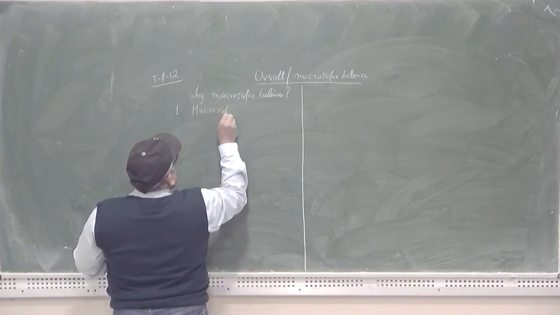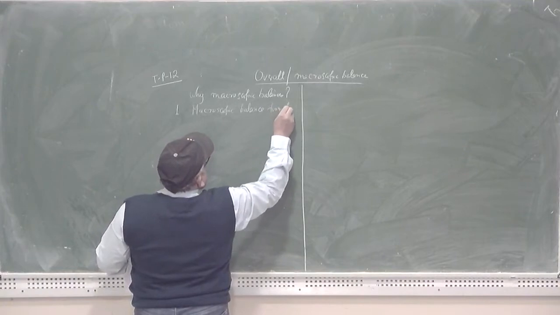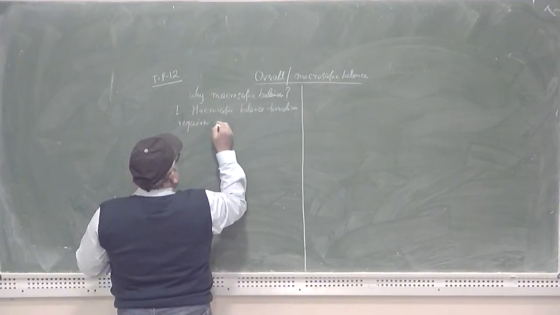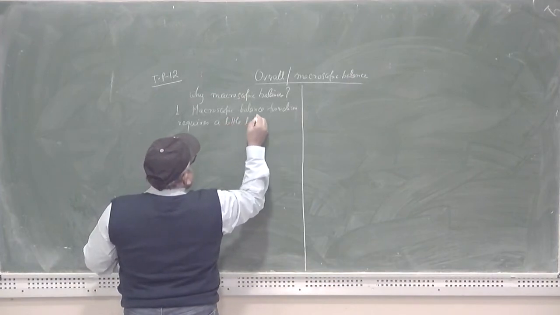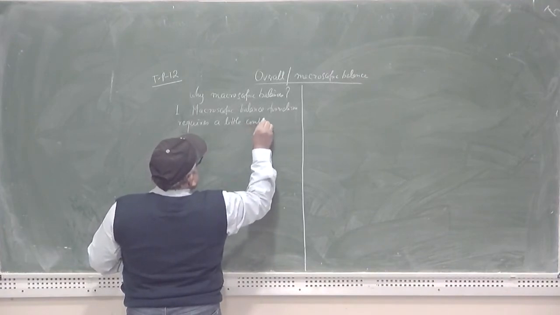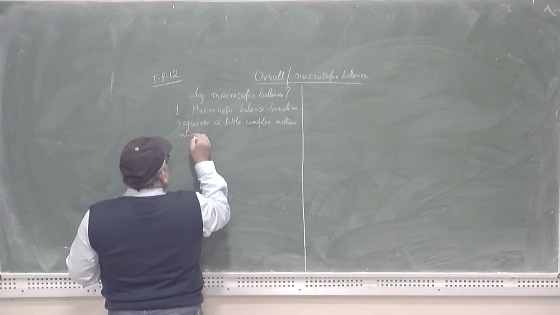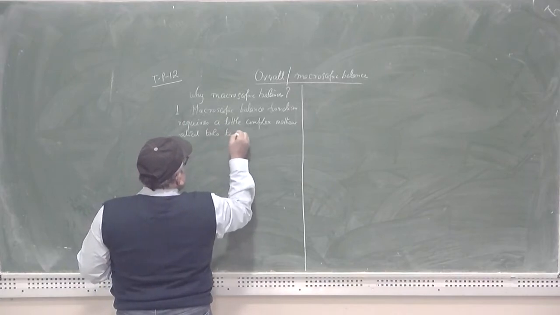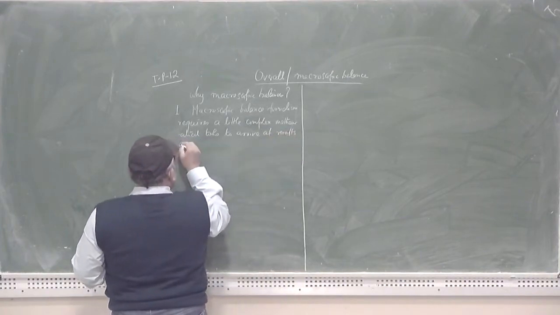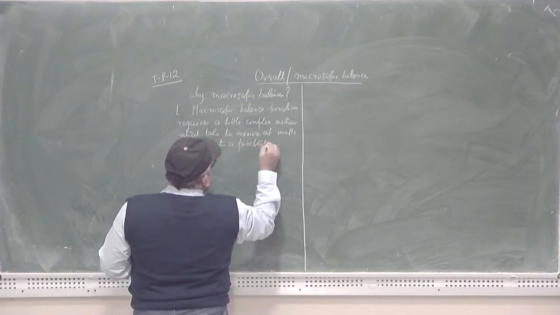macroscopic balance formalism requires a little complex mathematical tools to arrive at results amenable to a practical situation. Why I am writing this statement?